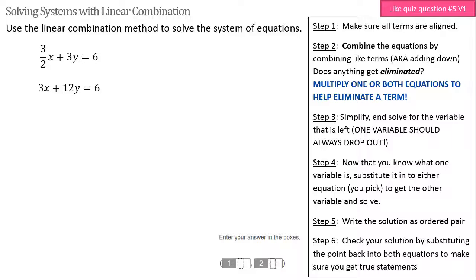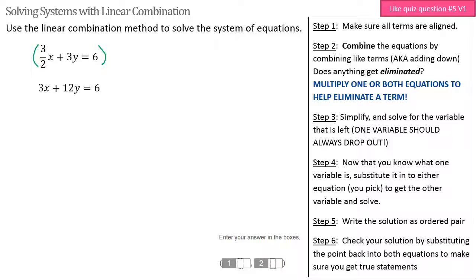Okay, so let's look at like quiz question number 5. We're going to do two versions again, just like we did with number 4, and we're going to use linear combination. We have 3 halves x plus 3y equals 6, and we have 3x plus 12y is equal to 6. See how that top one has a fraction? Let's use the fraction buster to help us get rid of that fraction.